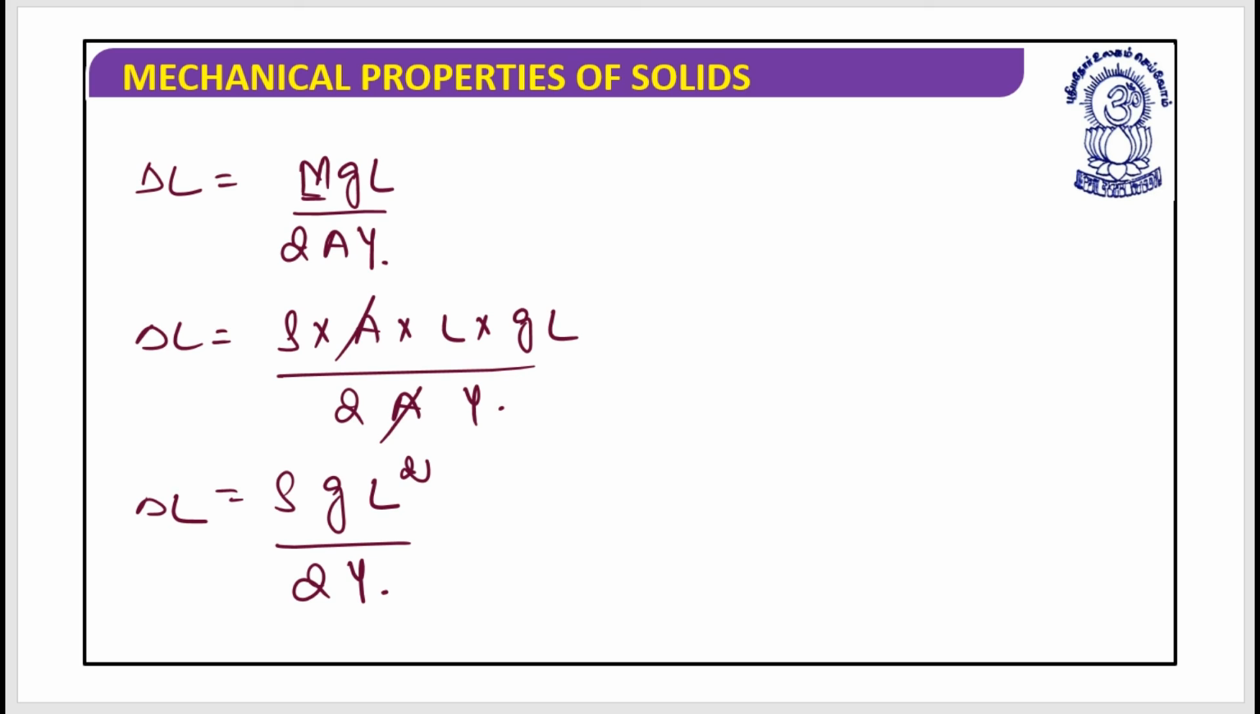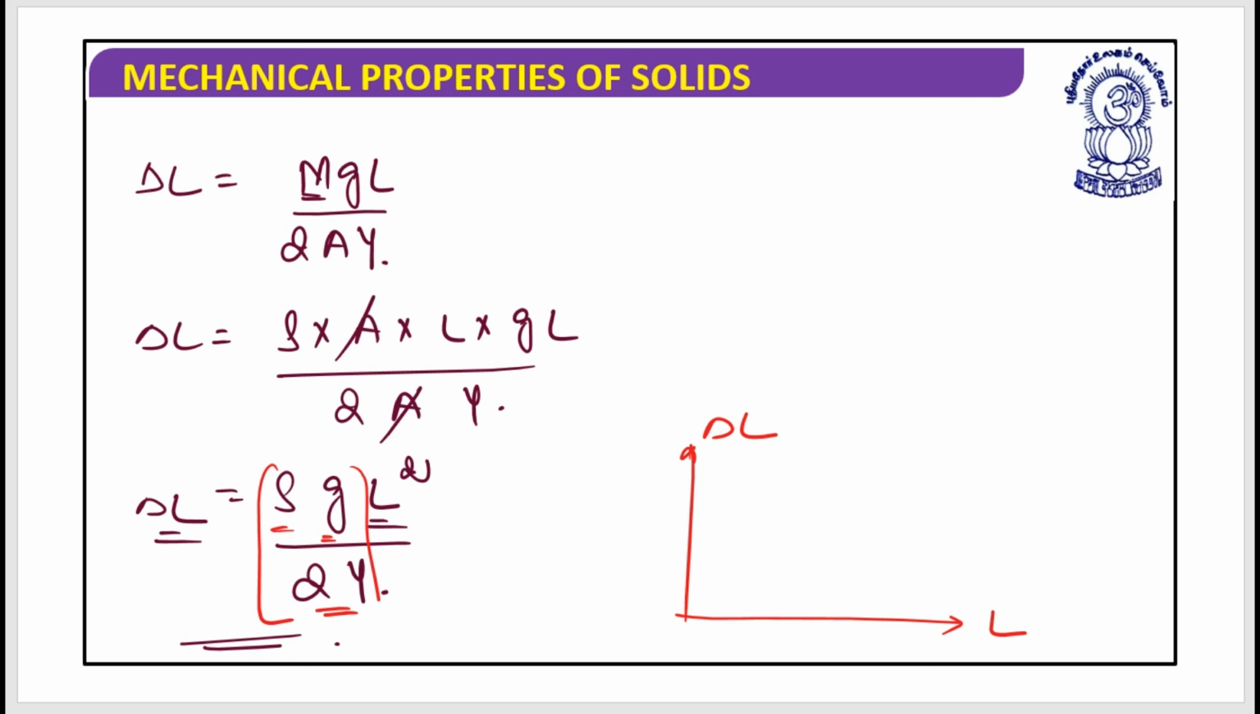This is delta L. If I want to plot delta L versus L square for this relation, everything other than this is constant, so let's put it into one bracket. So this is delta L, this is L square. Delta L has a power of 1, L has a power of 2, so it is going to look something like this. I hope this is clear.